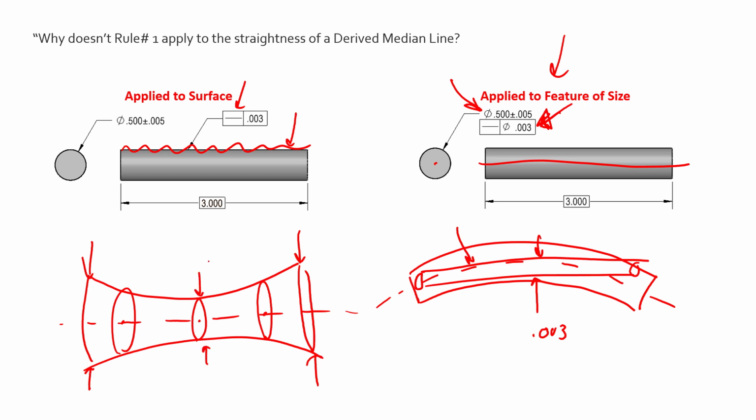So this couldn't be any less than 0.495. This couldn't get any larger than 0.505. But we're controlling the straightness of this center line to 3 thousandths. Does that make sense? So we're breaking that link that rule number 1 uses between form and size by applying straightness, derived median line, to a feature of size.